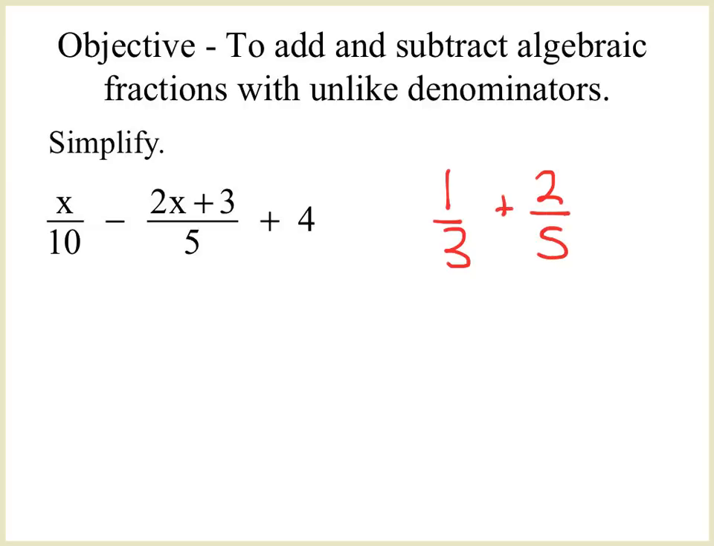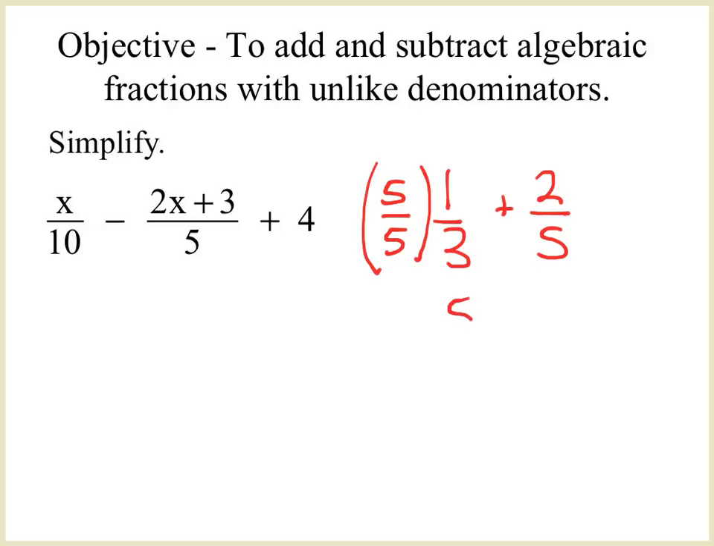Okay, when I add 1/3 plus 2/5, in order to add a fraction with an unlike denominator, what I need to do is get my denominator to be the same. I need to have a common denominator. So the least common multiple between 3 and 5 is 15. So in order to make 3 become a 15, I would have to multiply it by a 5. So if I do that to the denominator, I have to do that to the numerator, so I'm not changing the value of that fraction.